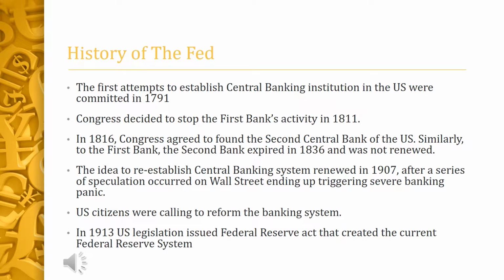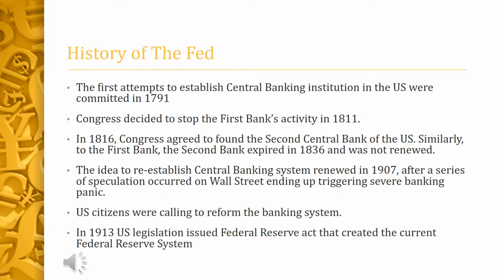The very first attempt at a central bank happened in 1791. The bank was established in Philadelphia. This bank was shut down in 1811. For the next several years, Congress tried to establish a similar structure. In 1816, Congress agreed to found the Second Central Bank of the United States. This bank expired in 1836.